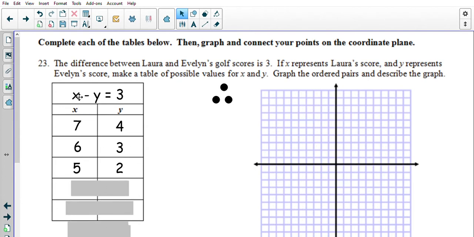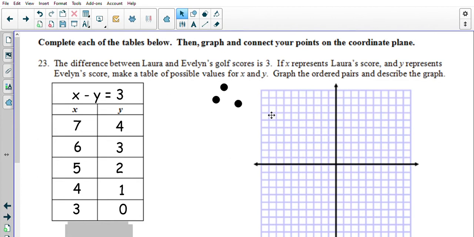5. 5 minus what is 3? Well, that's 2. 4. 4 minus what is 3? That's 1. Finally, I chose 3. 3 minus what is 3? That's 0. Let's graph these.